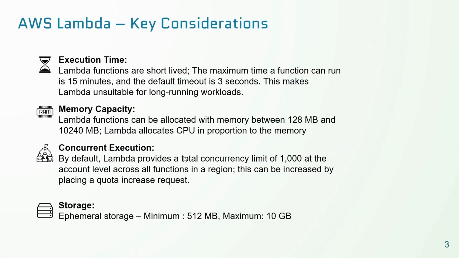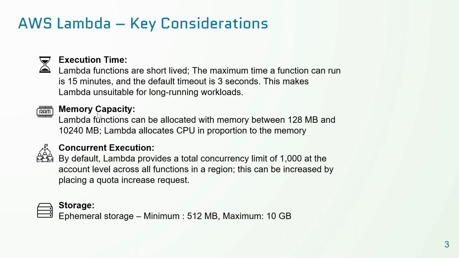Let us understand the key considerations and limits of AWS Lambda. Execution time. Lambda functions are short-lived. The function can execute for a maximum of 15 minutes, which makes Lambda functions suitable for processes that take a short time to complete, and it is not suitable for long-running workloads.